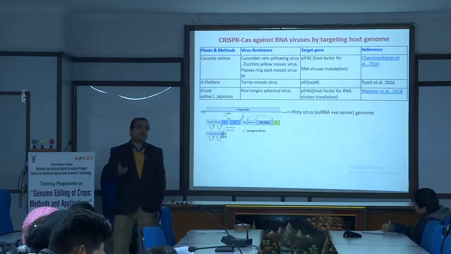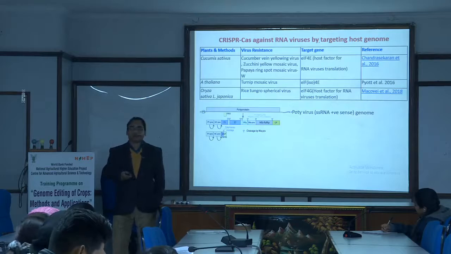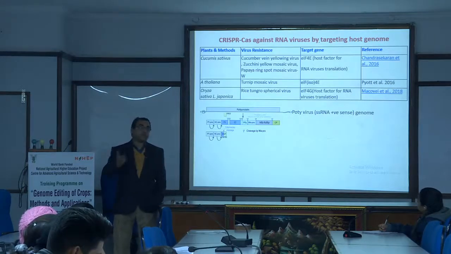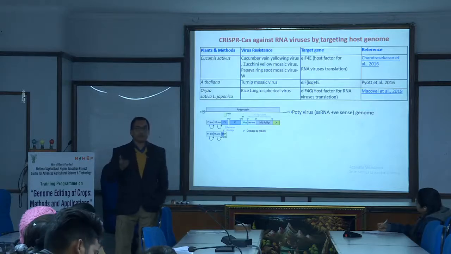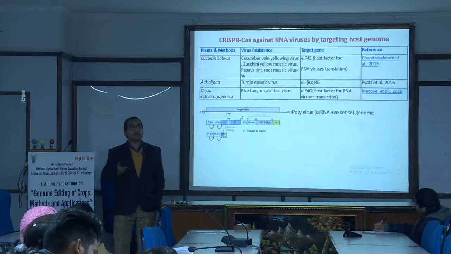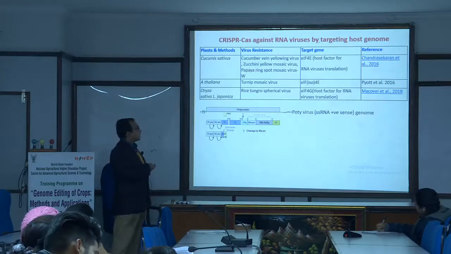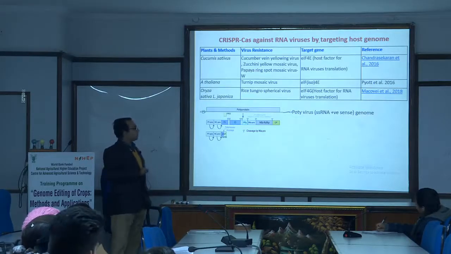So when the viral genome is incorporated into the plant system, what happens? They replicate. Before replication, they need to produce the proteins. That protein synthesis machinery the virus does not have; they completely depend upon the host. If the viral proteins, the replicase protein, the coat protein, the movement protein, are not synthesized in the plant, then the virus cannot replicate and cannot establish the infection. And this is the gene EIF4E or EIF ISO4E.